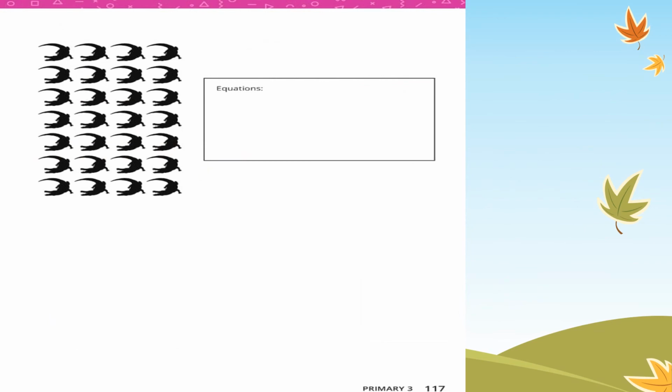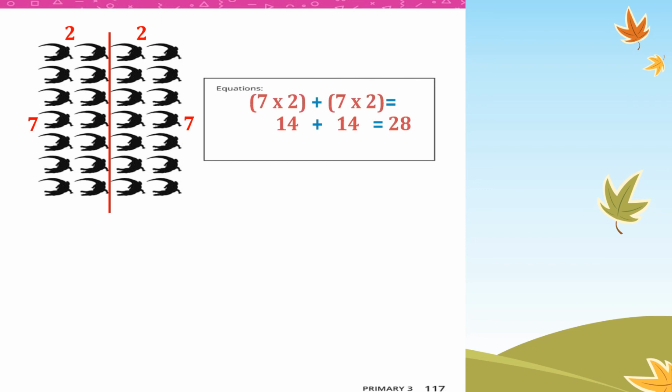The last one, 2 columns and 2 columns, 7 rows and 7 rows. So 2 times 7 equals 14, and 2 times 7 equals 14. 14 plus 14, 28.